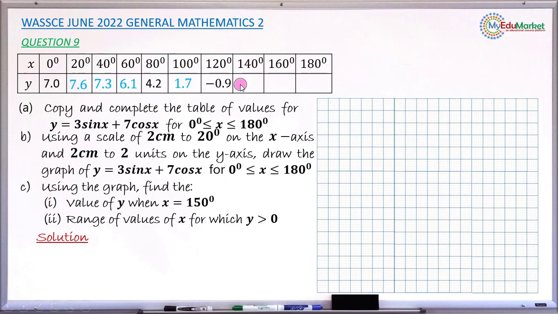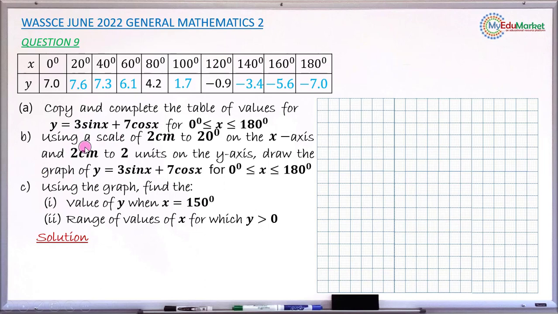If you did the same correctly, when x is 140, y will be minus 3.4. When x is 160, y will be minus 5.6. And when x is 180, y is going to be minus 7.0. This is the table. We have answered the very first question A. The table is now completed.